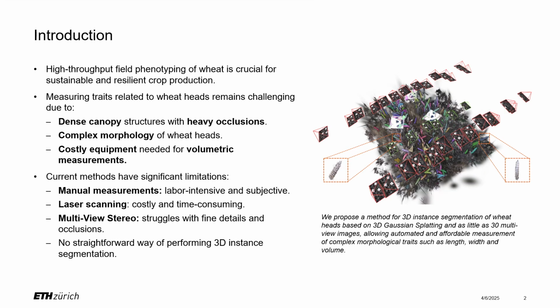High-throughput field phenotyping of wheat is crucial for sustainable crop production, but faces several challenges such as dense canopy structures with heavy occlusions, complex morphology of wheat heads, and costly equipment. Current methods have significant limitations. Manual measurements are labor-intensive and subjective, laser scanning is costly and time-consuming, and multi-view stereo struggles with fine details and occlusions. Furthermore, there's currently no straightforward way of performing 3D instance segmentation of plant organs across several plants.